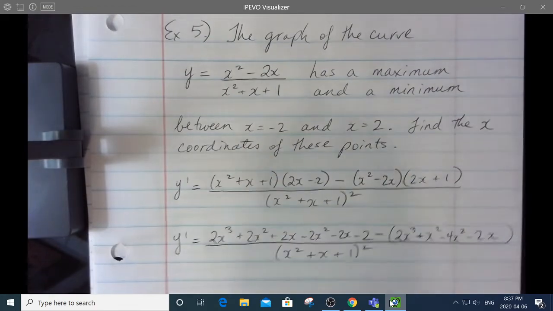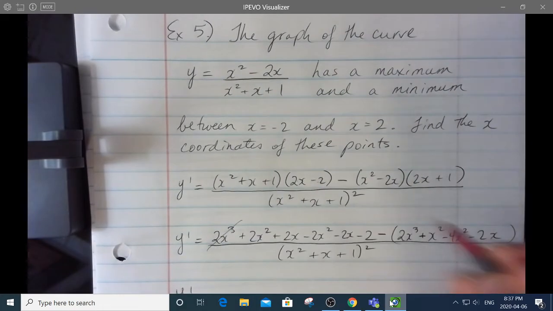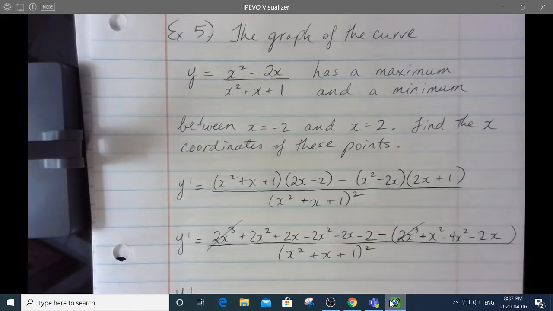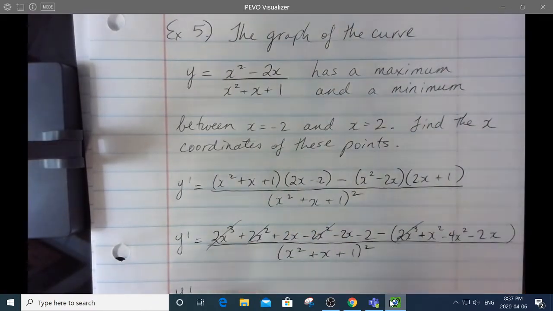So, let's collect our like terms. We have a 2x cubed minus a 2x cubed. Hey, no x cubes. Isn't that nice? And when we collect our like terms, we have a 2x squared minus an x. Oh, wait a minute, we have more than that. We have a 2x. Oh, here. These go away. 2x squared, 2x squared.